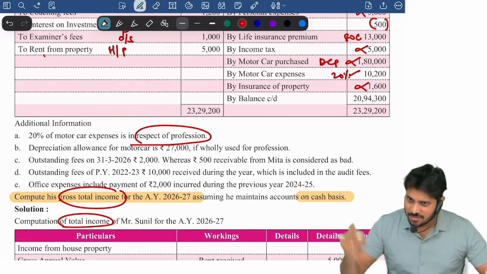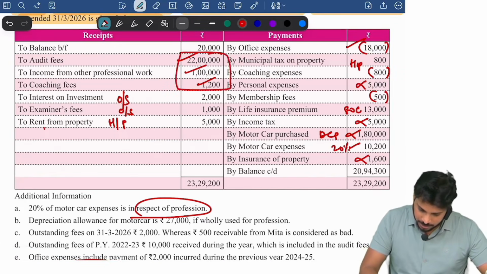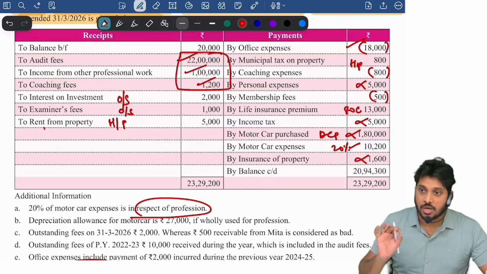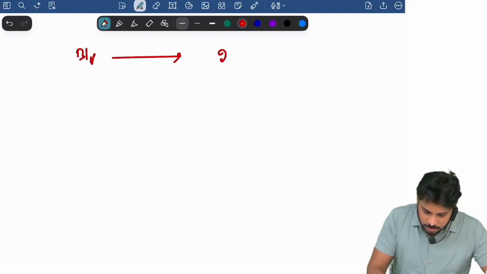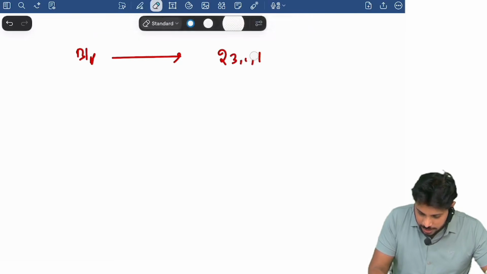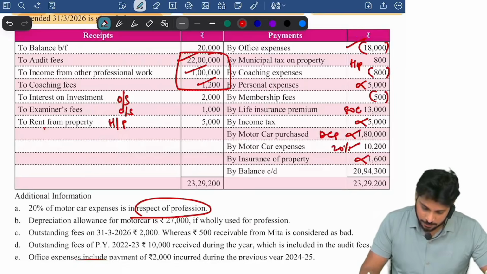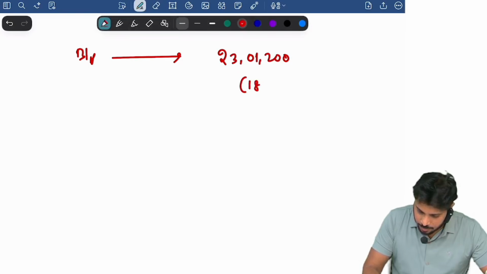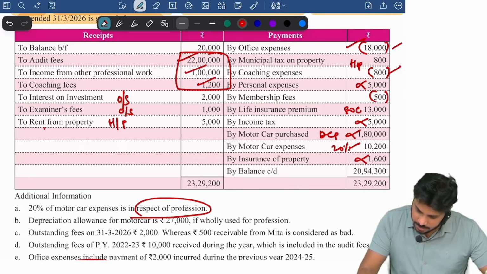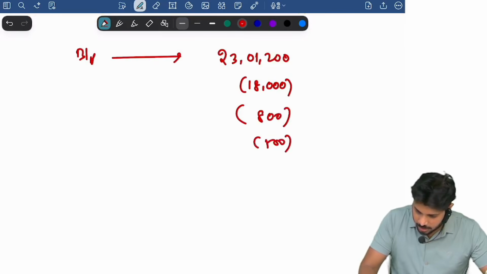Fine. We'll compute first like this. First PGBP income. All these three total. PGBP receipts how much? 23 lakh 1200. Am I right? So PGBP income, business or profession receipt, 23 lakh 1200. Correct? Then expenses. Office expense how much? 18,000. Next one. Coaching expenses 800. Membership fee 500. Next.